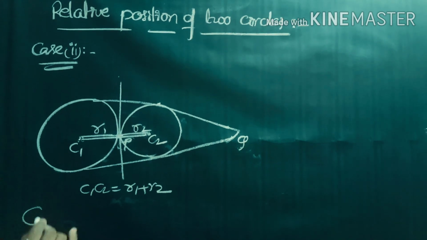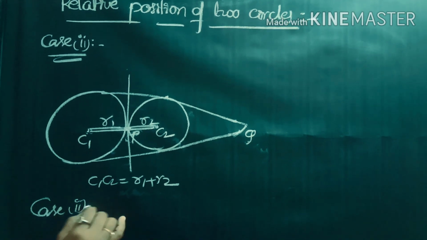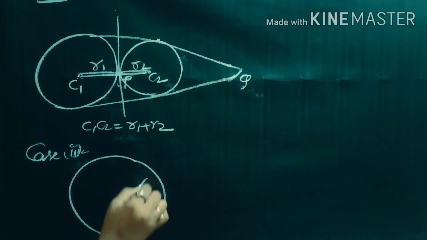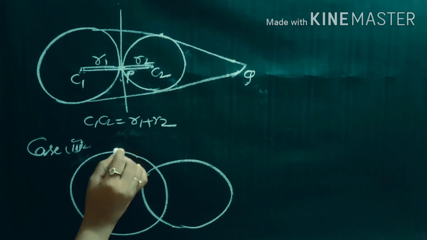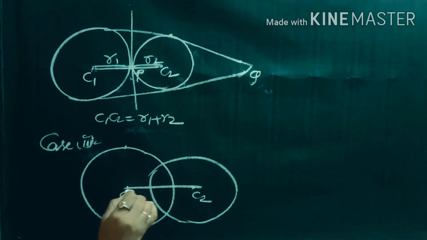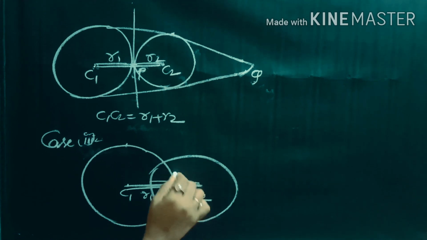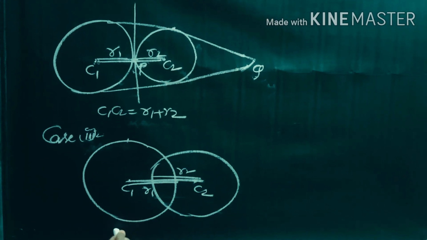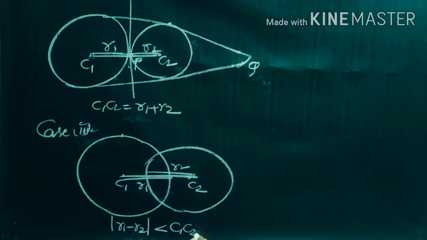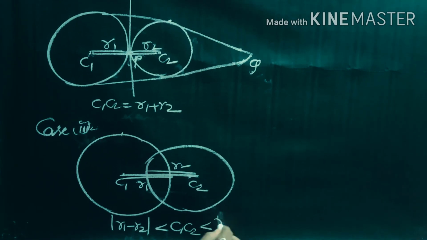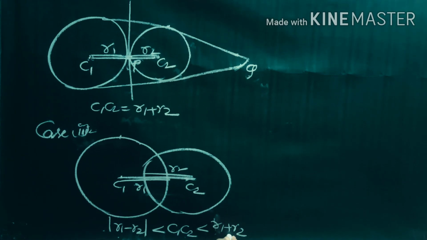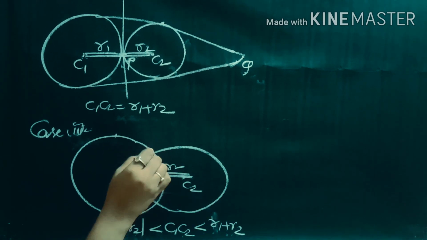Now coming to the third case. The third case is if the two circles intersect each other. This is the first circle, this is the second circle. In this case, C1 is the center and R1 the radius of the first circle, C2 the center and R2 the radius of the second circle. The condition is modulus R1 minus R2 is less than C1C2 is less than R1 plus R2. If so, then the two circles intersect each other.